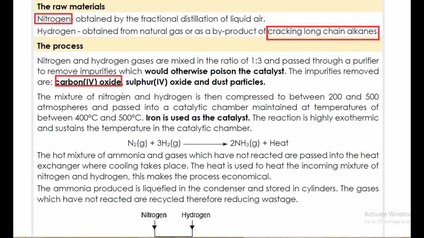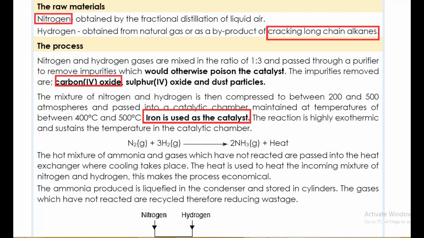Very good. The next most important thing we want to know is the name of the catalyst that is used in the HPR process. The mixture of nitrogen and hydrogen is then compressed to a high pressure, and then an iron catalyst is used. Remember, different processes use different catalysts. That's why it is important that you know the name of the catalyst. So the catalyst is the one that is used in the catalytic chamber.